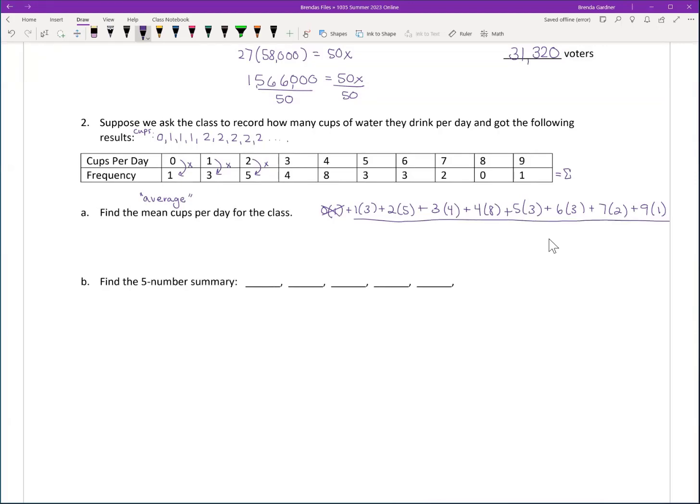And then I'm going to add up my frequency, 1 plus 3 plus 5 plus 4 plus 8 plus 3 plus 3 plus 2 plus 0 plus 1. And I get 30 people. So there were 30 people in the class. And for the sake of time, I will put the answer in the key, but that's how you would find it, to find the 5-number summary.